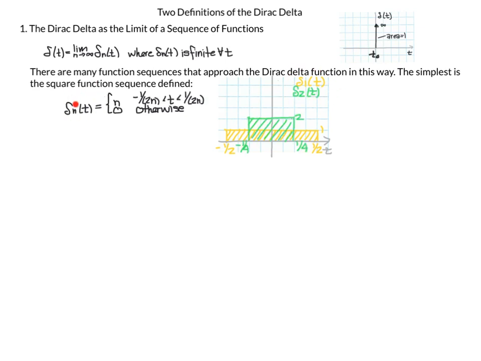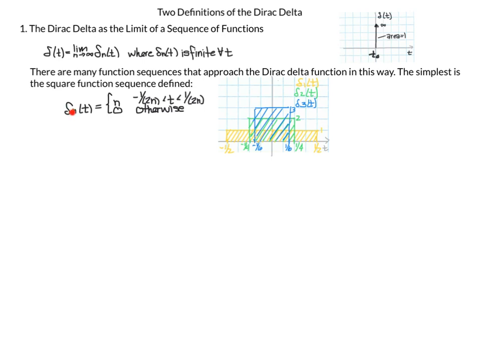Again, it's a sequence of functions. Our delta 2, our second function, is going to be equal to 2 when t is between minus 1/2 times 2. Actually, this should be 1 over 2n. So minus 1/4 and positive 1/4, and 0 otherwise. So again, our delta 2 has a height of 2 between minus 1/4 and 1/4, and it's 0 otherwise. Looking at the area, my base is 1/2 times the height 2, so the total area is equal to 1.